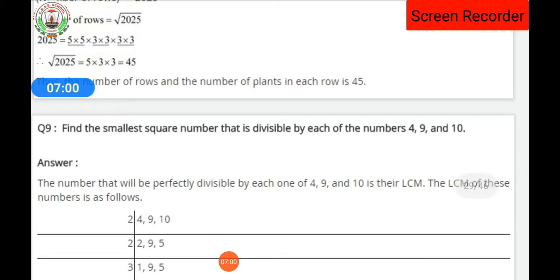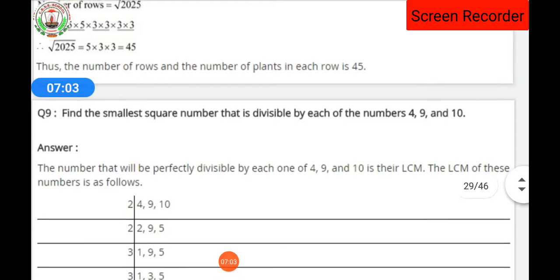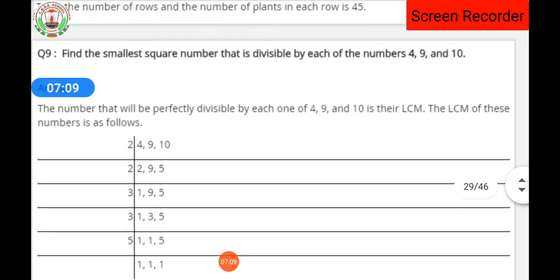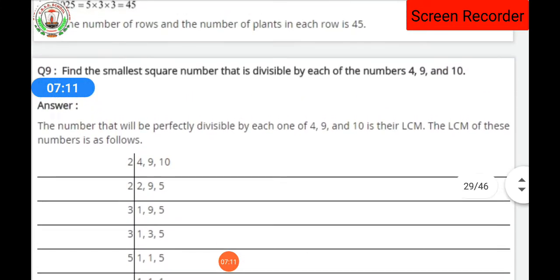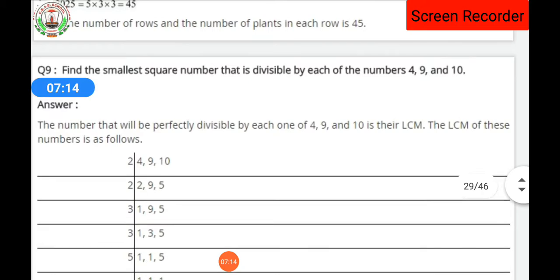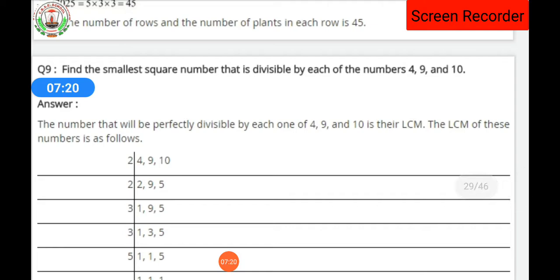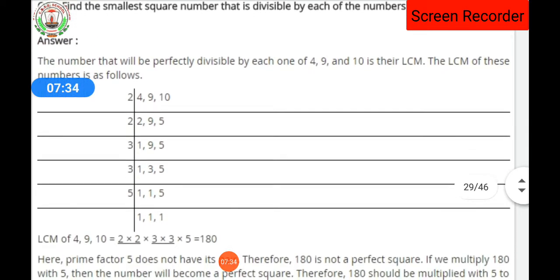Find the smallest square number that is divisible by each of the numbers 4, 9 and 10. So dear students, here we are going to find the smallest number as we did in question number 5 and 6. Isn't it? In the same way we are going to do over here. So first thing is that we have to find the smallest square number that will be divisible by 4, 9 and 10. So first you have to find the LCM of 4, 9 and 10. You people very well know how to find the LCM. So first our duty is to find the LCM of 4, 9 and 10.